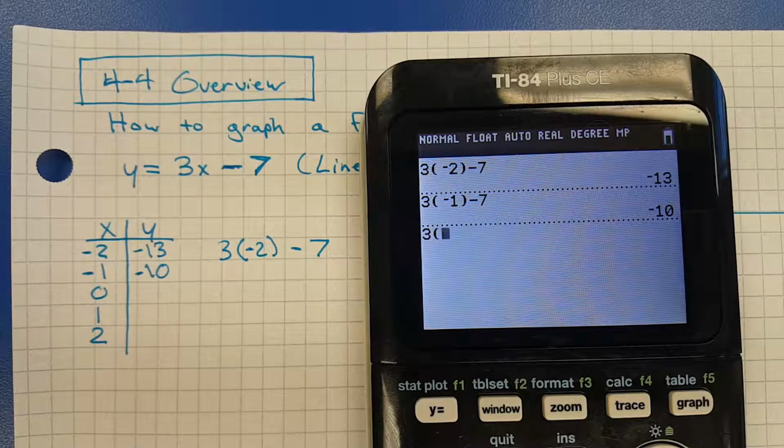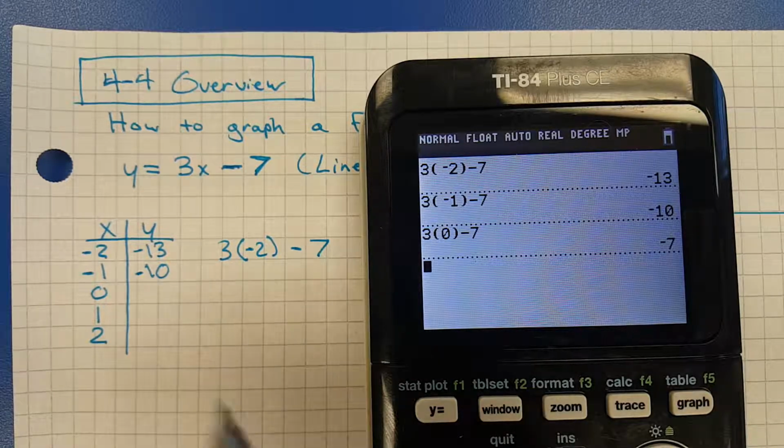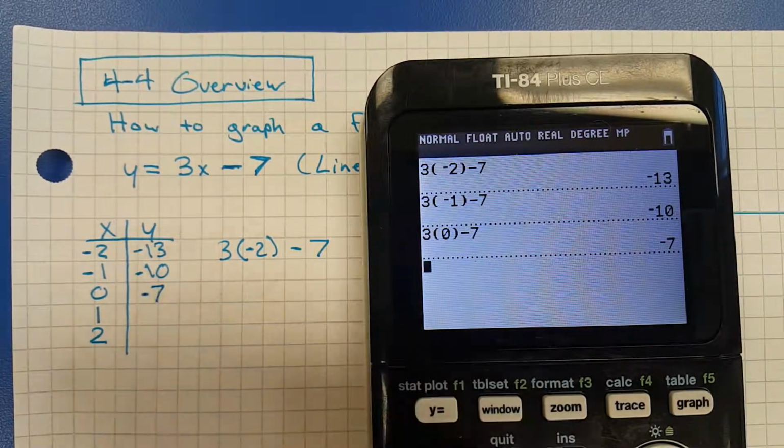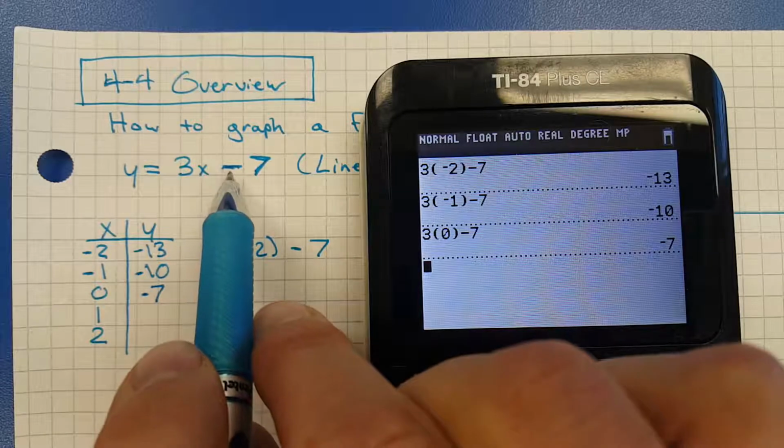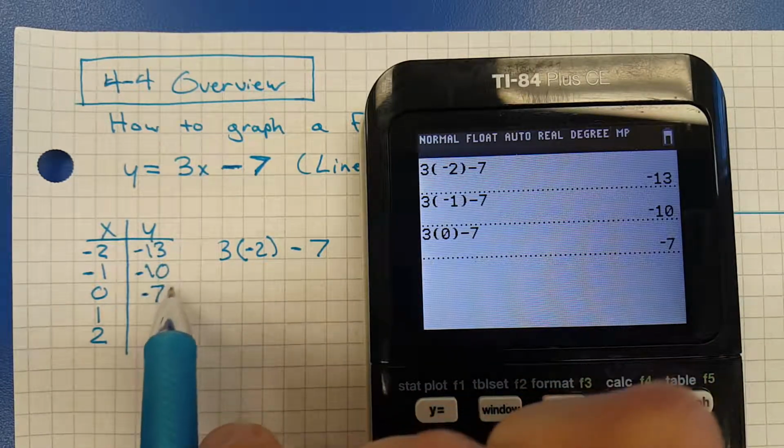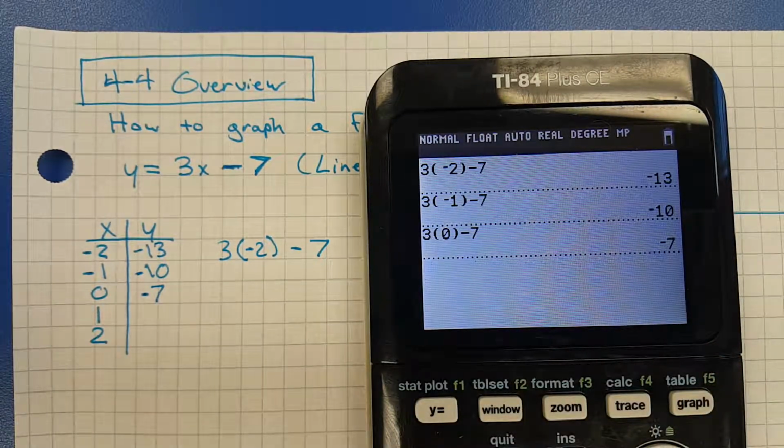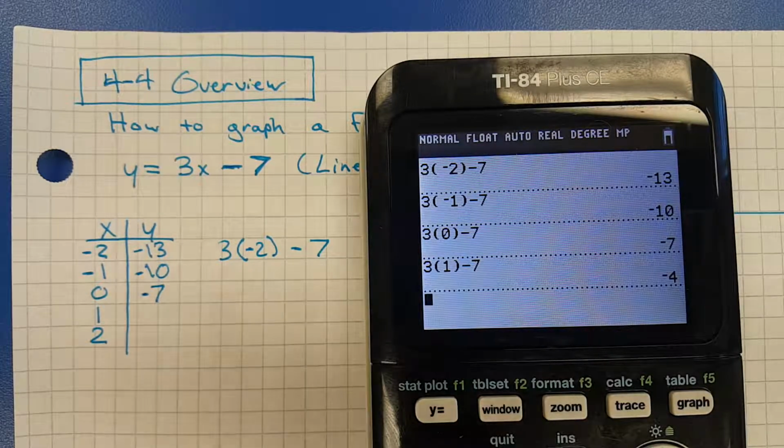Oops. 3 times 0 basically makes the 3 go away. -7. -7. Weird. So just in our first 3 values, the -7 shows up, and then these numbers seem to be increasing by 3. Interesting how that works out. Plug in a 1. -4.